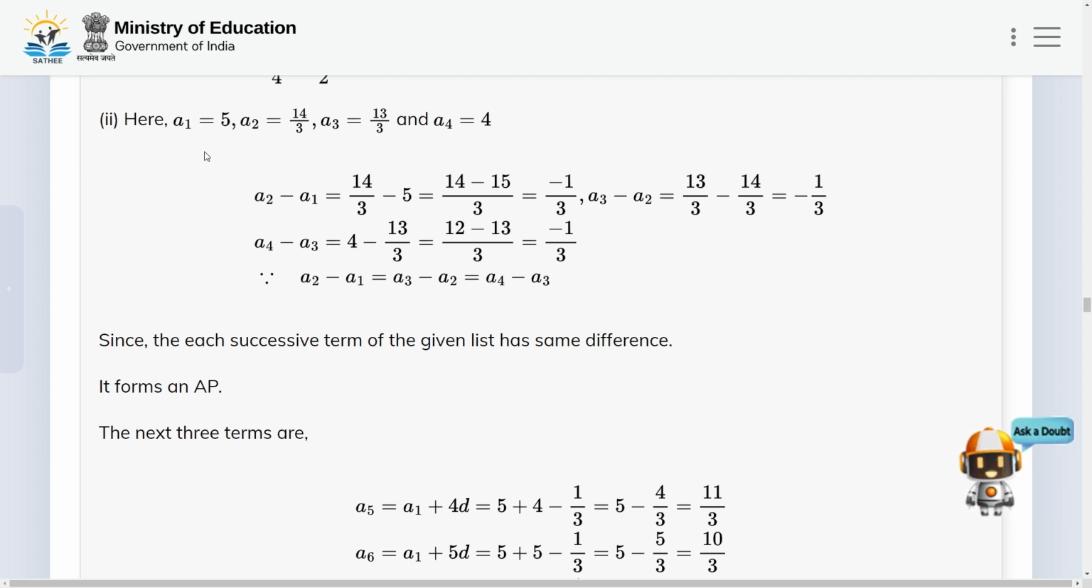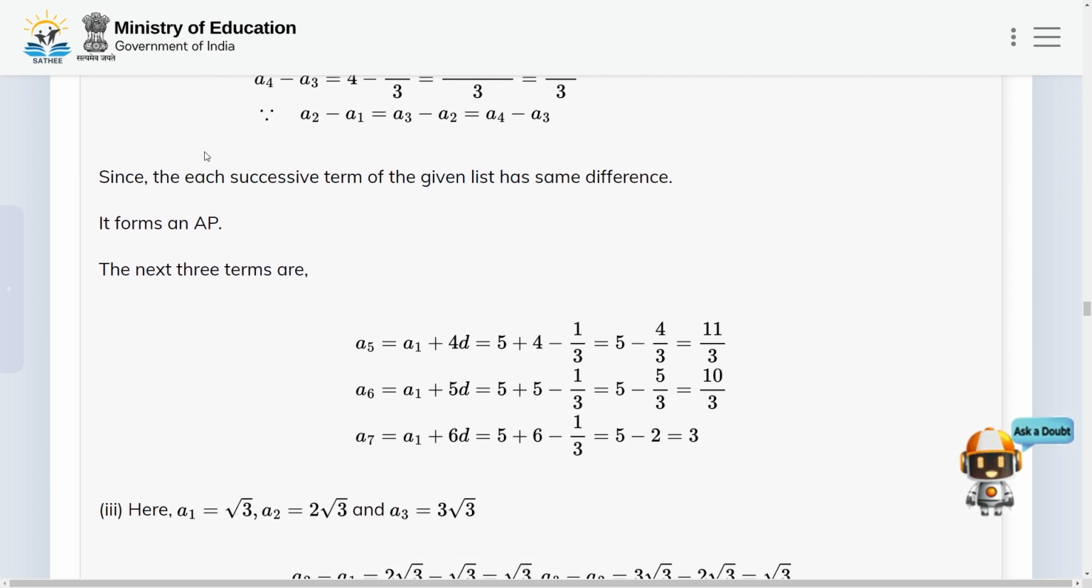Since a2 minus a1 is equal to a3 minus a2, which is equal to a4 minus a3, and each successive term of the given list of numbers has the same difference, therefore this list of numbers forms an AP. Now our target is to find the next three terms.